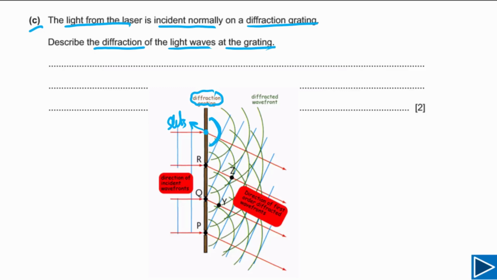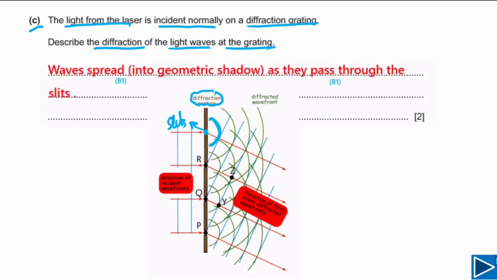Let me show you how you can write a proper answer for this question. So this is how you need to write down your answer. If you have mentioned in your answer that waves spread out, you will get 1 mark, and this is a B mark, meaning it has to be in your answer. The second mark you will get if you have mentioned as they pass through the slits, so you will get the second B mark. So total marks for this question are 2 marks.